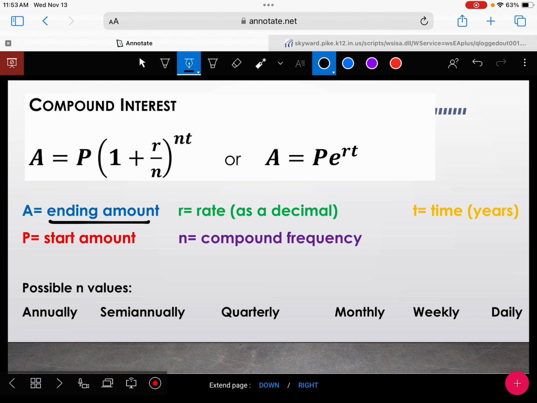So A is your ending amount. P is the starting amount. R is your rate as a decimal. N is the compound frequency. And T is time in years. So go ahead and fill those in.